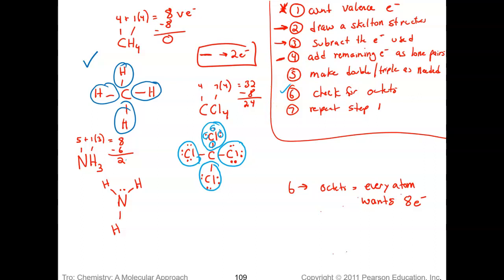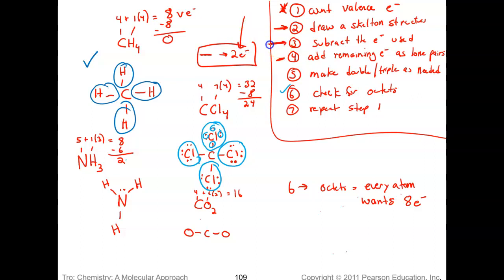Okay, so let's try another one. Let's do CO2. Carbon has 4. Again, just looking at the periodic table, 6 times 2. So that's a total of 16 valence electrons. So we draw our skeleton structure as symmetrically as we can. Again, that means just connecting it with a single line. Remember, each line is 2 electrons.